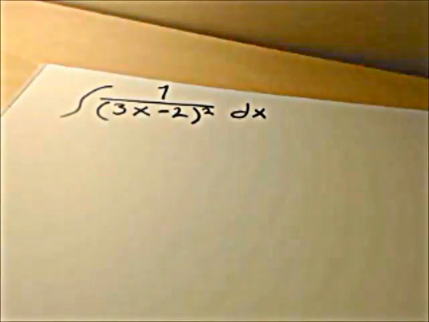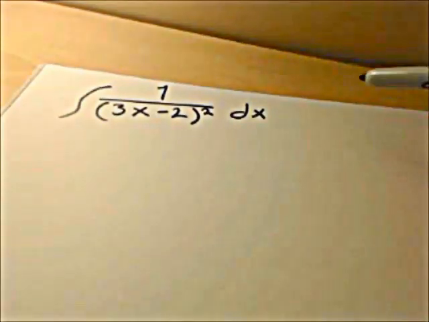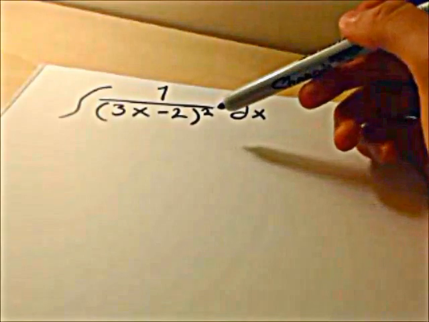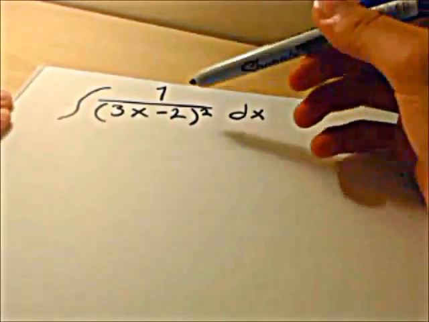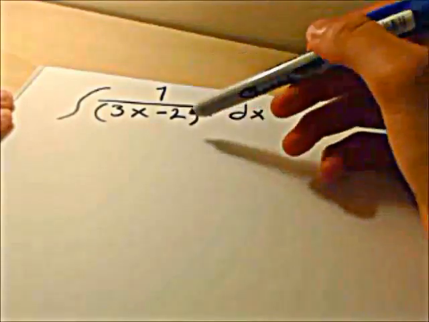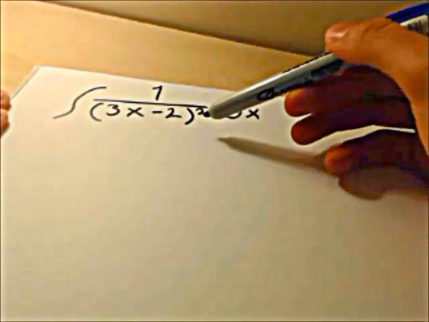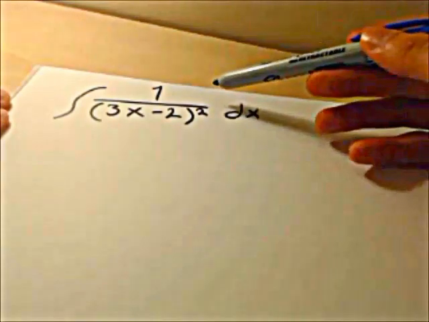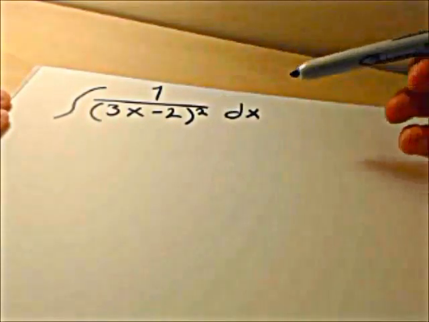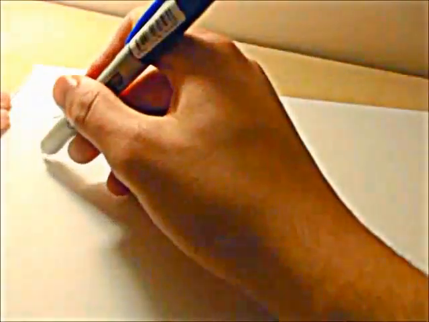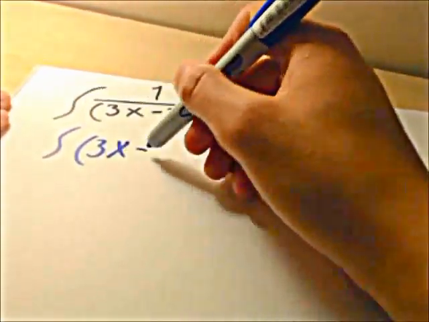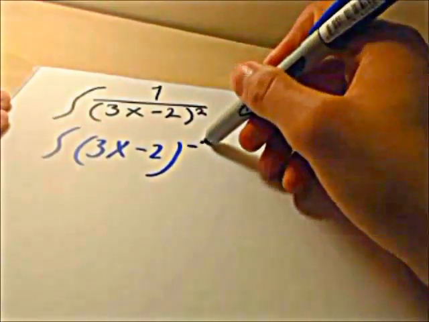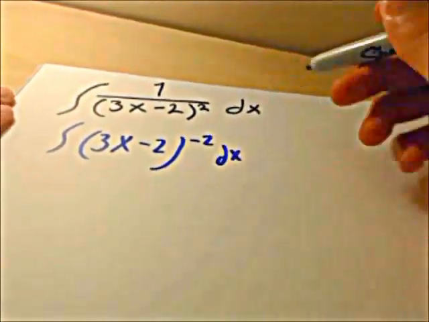Alright, another example here, the integral of 1 over (3x minus 2) all squared dx. So before doing anything, what I like to do normally is just tidy it up a little bit, and by that I mean put the denominator up and change the sign of the power. That's what I'm going to do now, just put it in the numerator because it looks a lot neater. The power minus 2, dx.